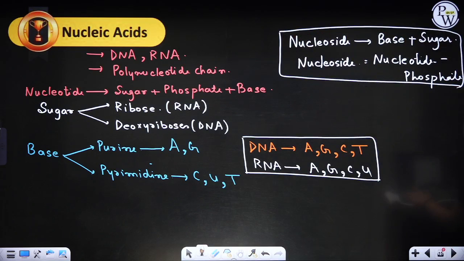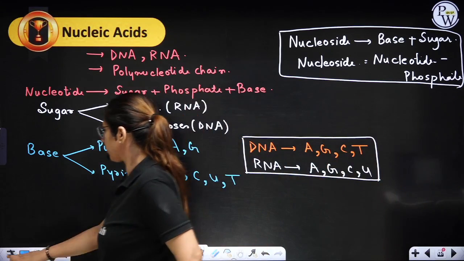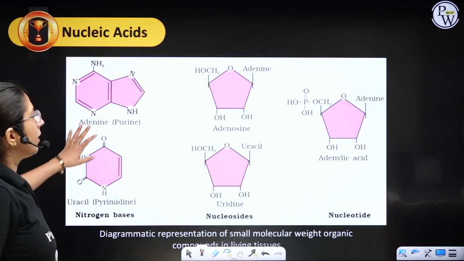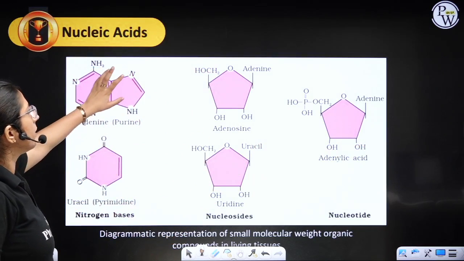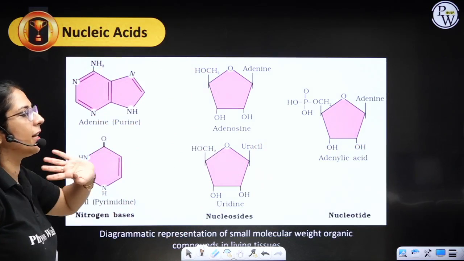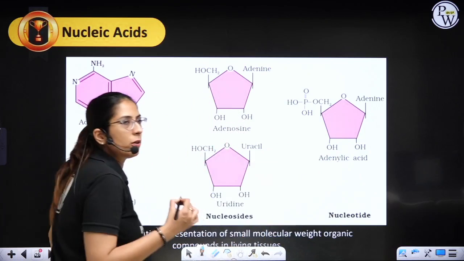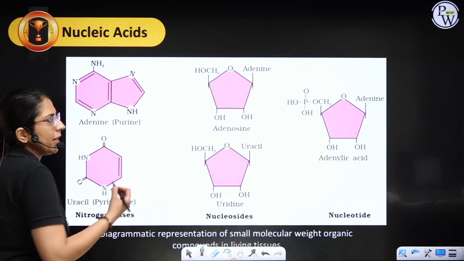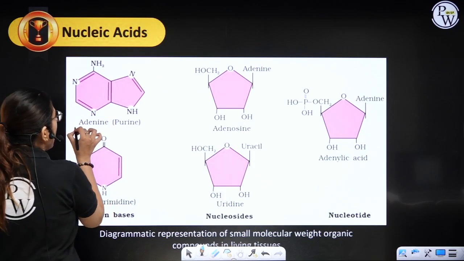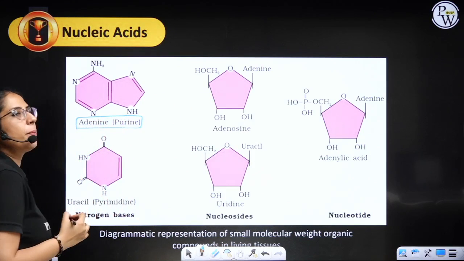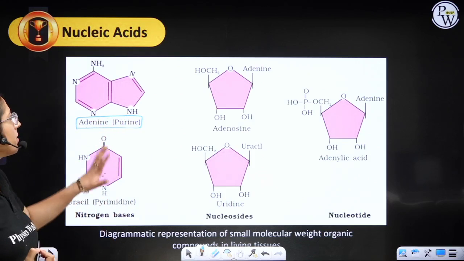So DNA is basically a polynucleotide chain, and these nucleotides are joined together. These are the different structures, for example adenine. Buddies, let's talk about why these different names are being given. This is a direct diagram from the NCERT. So adenine is what? Adenine is a purine, right? A and G both are purines. This is how adenine looks.